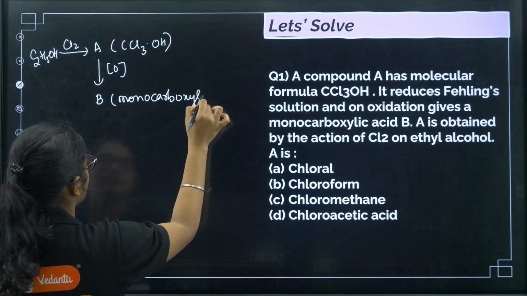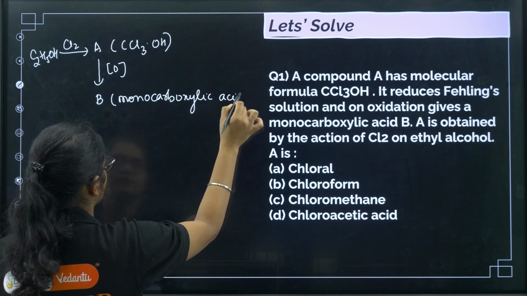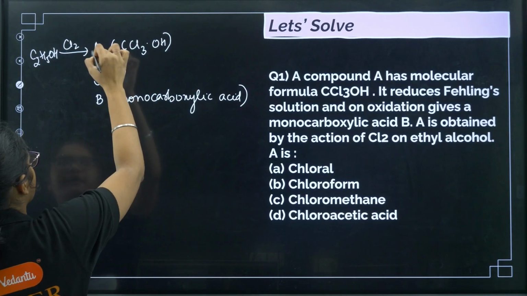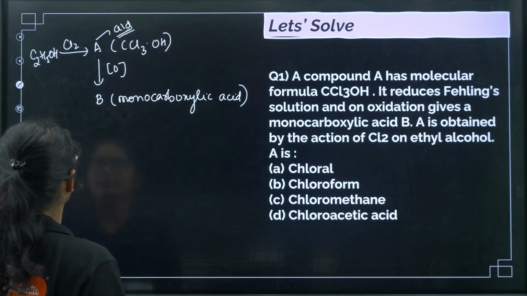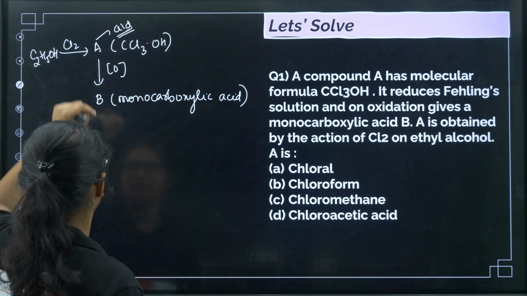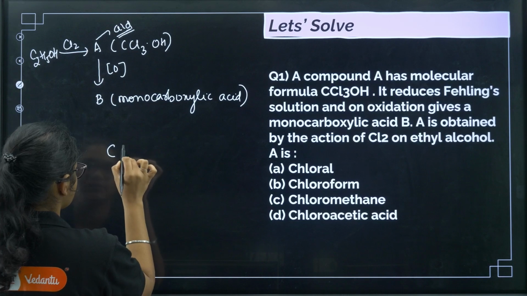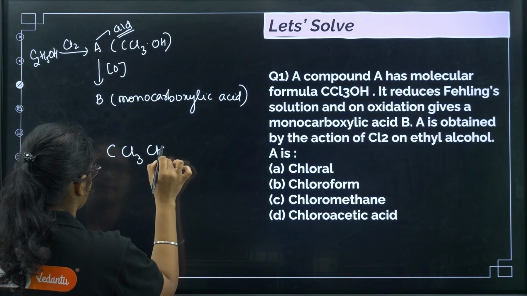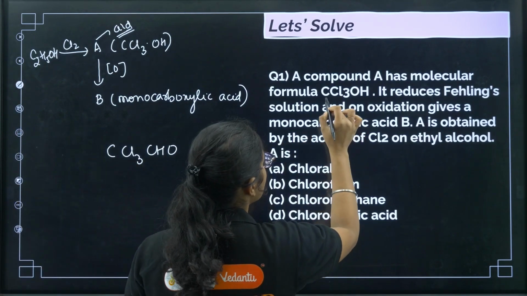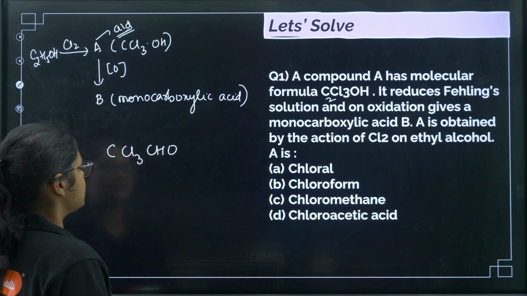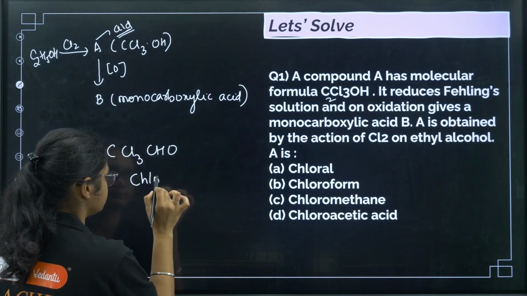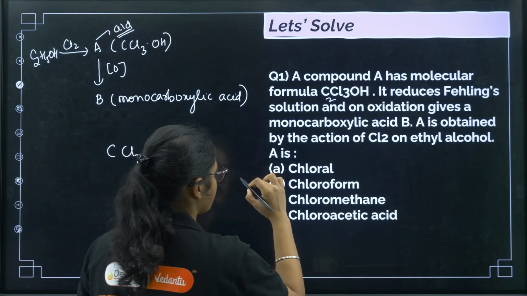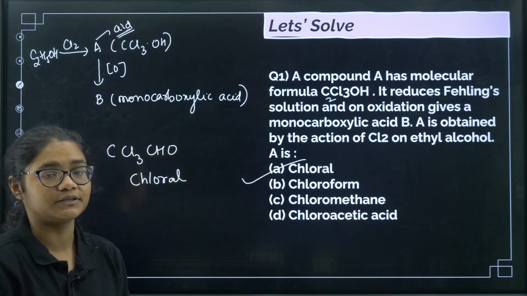That means A must have an aldehyde group, right? So on treatment of ethyl alcohol with chlorine, we are getting an aldehyde group. So the structure is this one, CCl3CHO. This is nothing but your chloral. This compound is chloral. So the correct answer for this question is option number A.